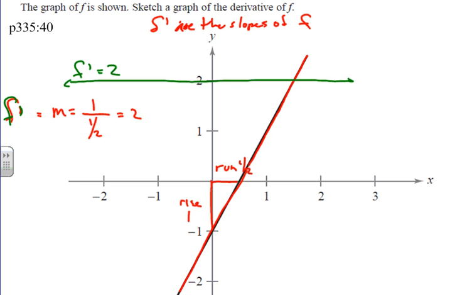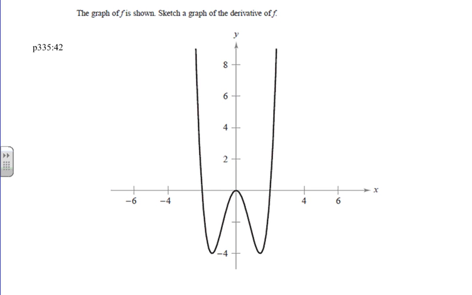So when we're doing this, we're always correlating what is f, how does that relate with f prime, the derivative? What is f prime? How does that relate with f? Take this one. The graph of f is shown. Sketch the graph of the derivative of f. Okay, once again, what do we have here? All right, I'm going to do this derivative.